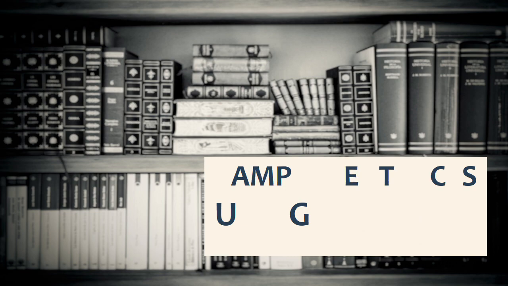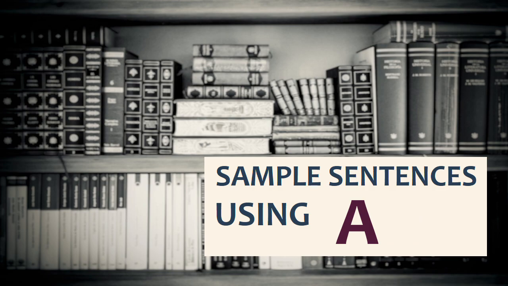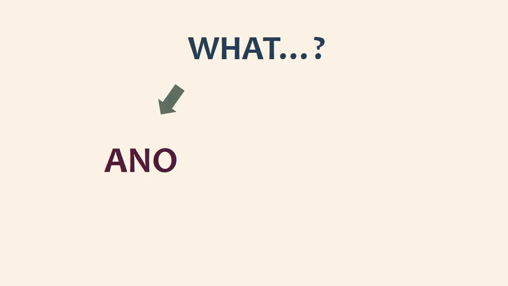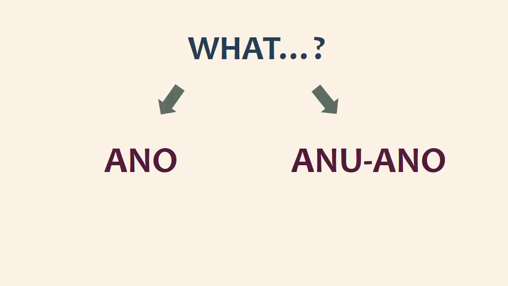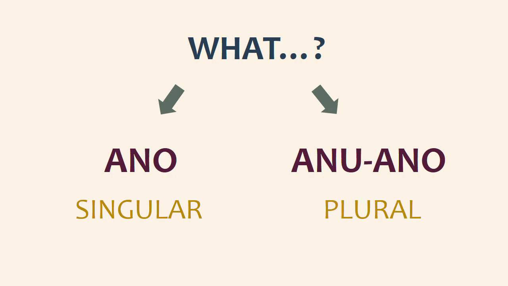In today's video, I'm going to show you how to form questions using ano. If you translate the word what in Tagalog, it can be both ano and ano-ano. Ano is used if what you are asking about is singular or only one, while ano-ano is used if what you are asking about is plural or more than one.